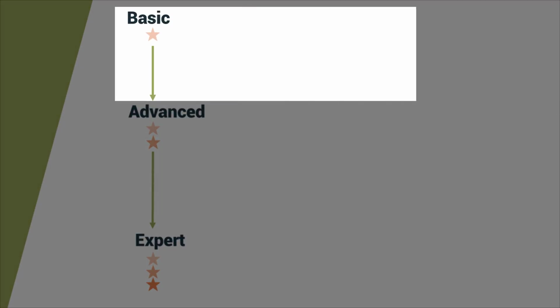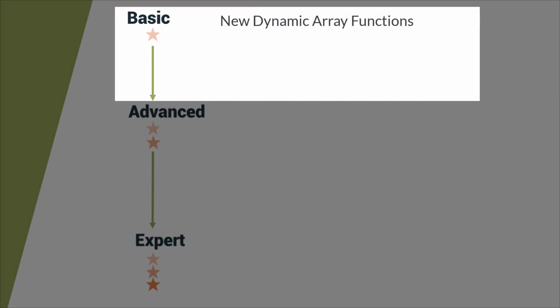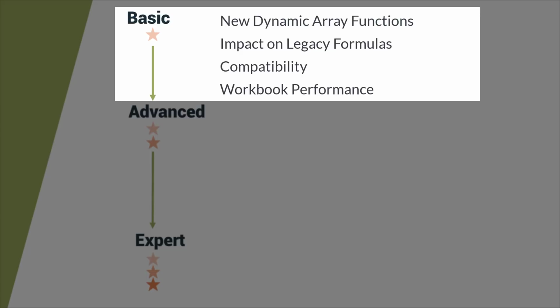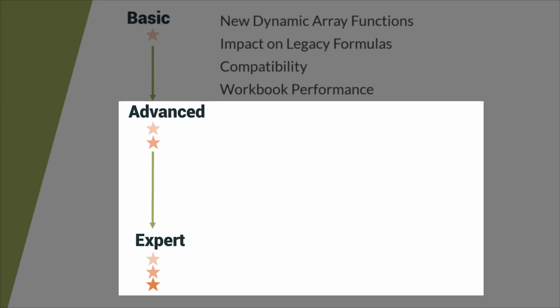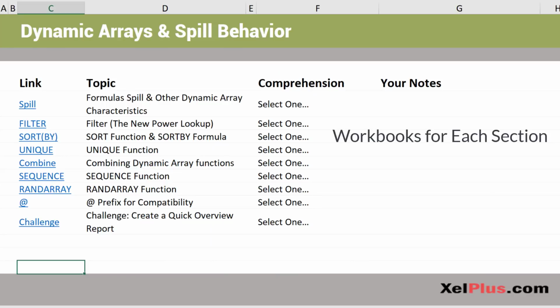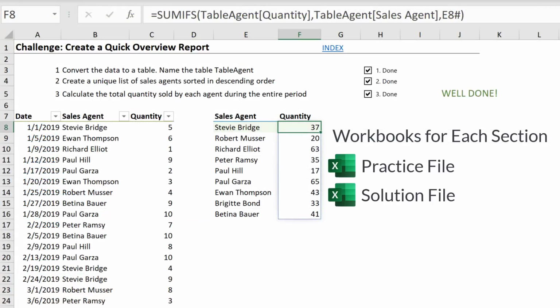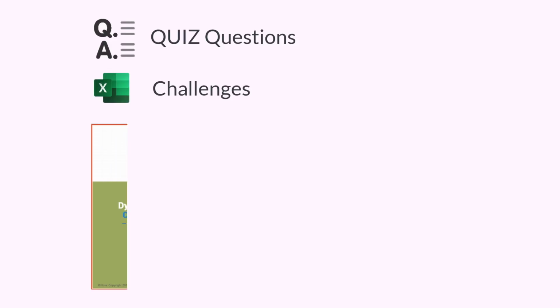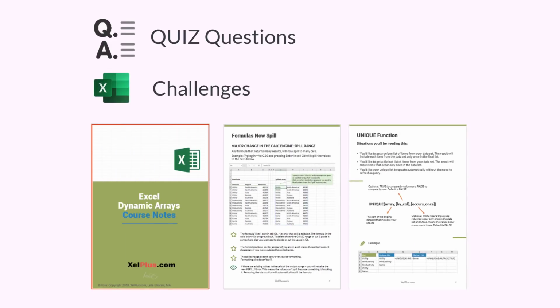In the beginner sections, we cover the fundamentals like what the new dynamic array functions are, how normal Excel formulas and features are impacted, compatibility, and impact on spreadsheet performance. In the advanced and expert sections, we're going to be covering the theory behind Excel's calculation engine. This is a topic that's generally not covered in other Excel courses. It's going to help you unlock the potential of Excel formulas in general, not just the new dynamic array formulas. Along the way, you're going to have many exercises and challenges to test your understanding, along with built-in quizzes. You'll also have PDF course notes for you to reference anytime.